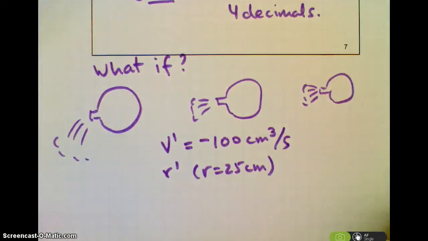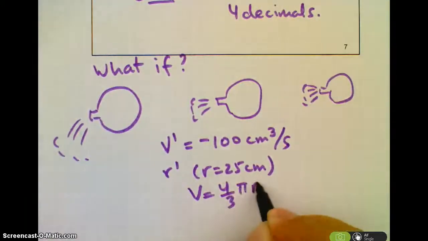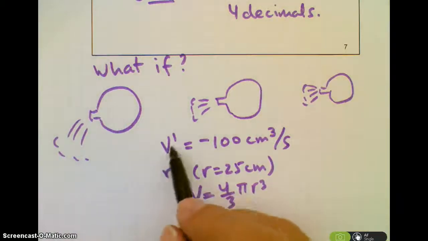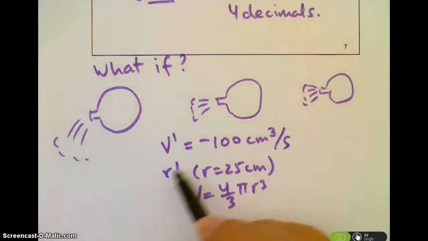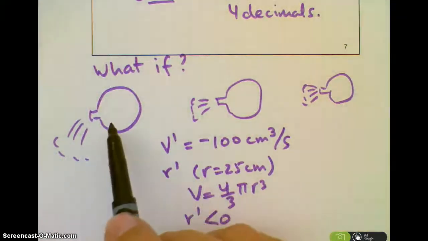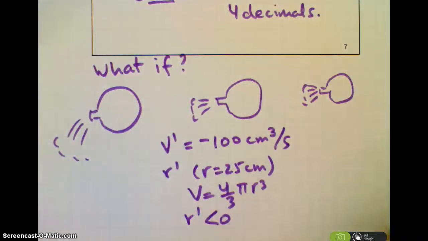So the equation applies. The equation for volume does not change. And then the derivative of this will not change either. We'll just have to replace V prime with negative 100. And that will give me an r prime that is negative, which is perfectly logical because the radius will be decreasing if the volume is decreasing.